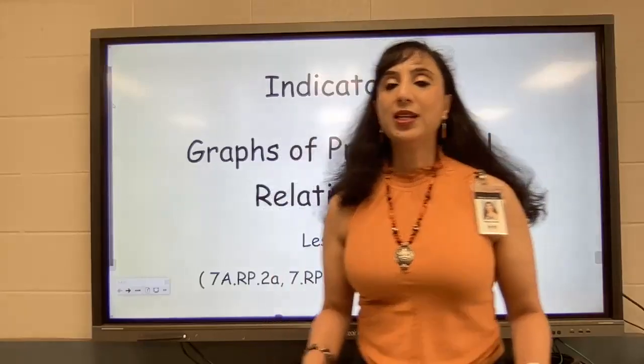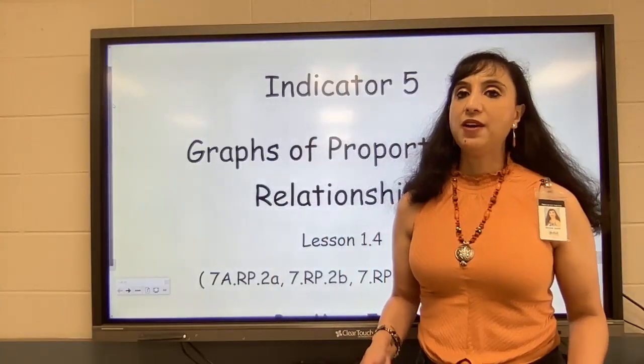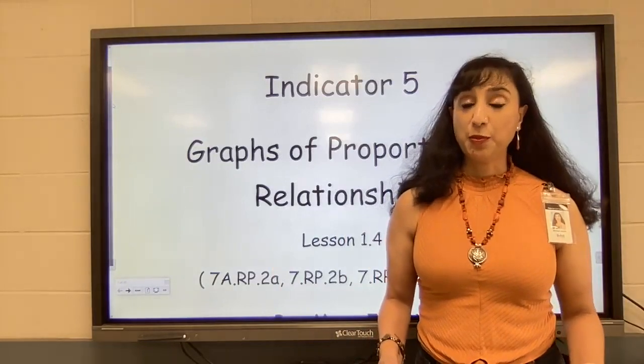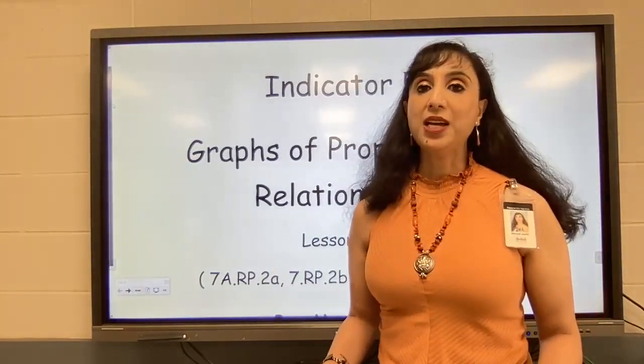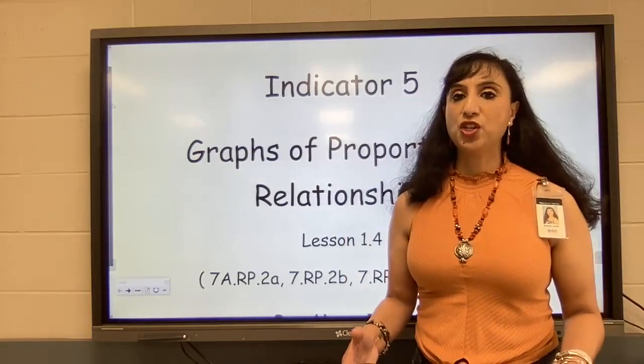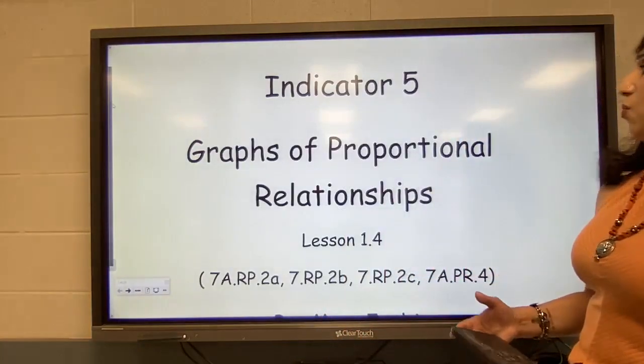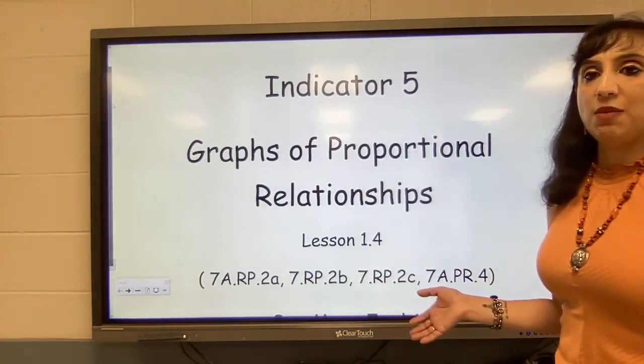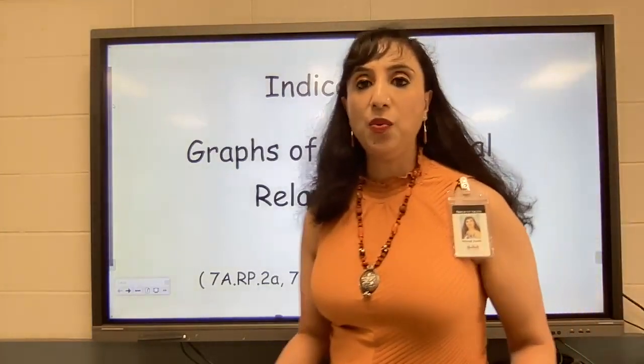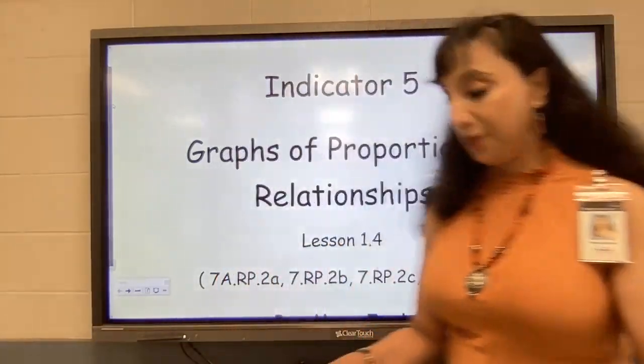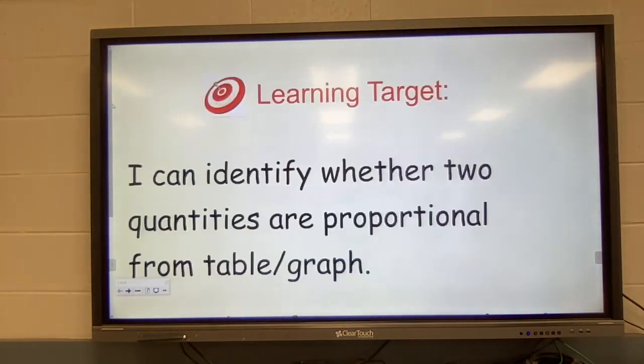So today we are doing the second part of indicator 5. The first part was tables of proportional relationships. The second part is graphs of proportional relationships. I am using my smartboard directly with the graphs already made. Even though in class we will actually make the graphs, this is just to save us time while I am filming this.